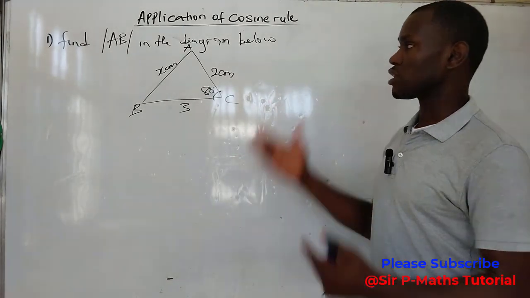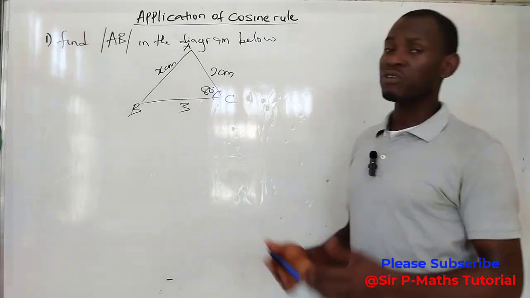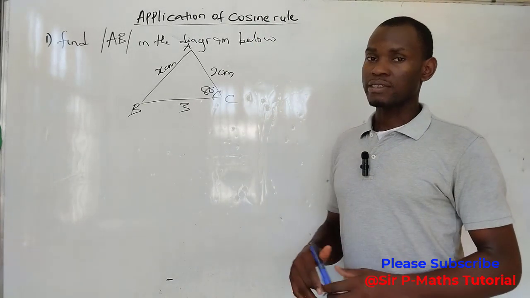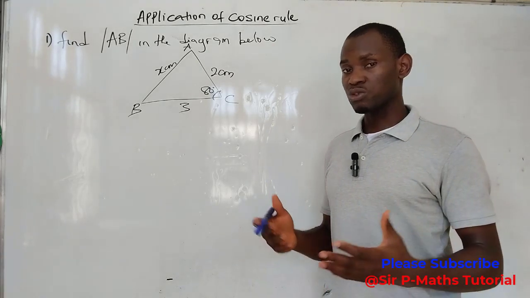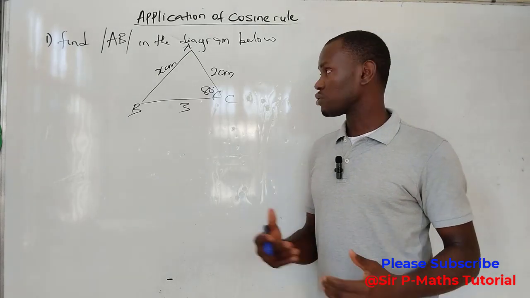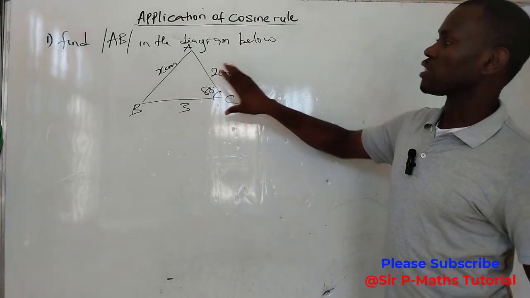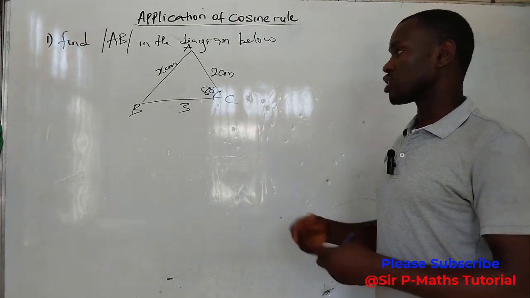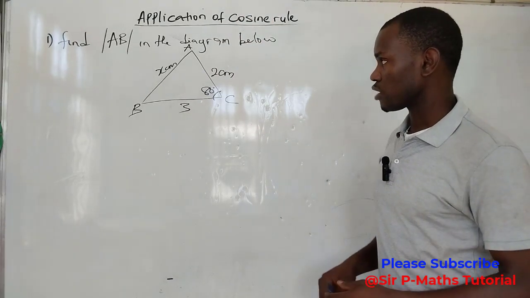Today we'll be looking at the application of cosine rule. In my previous video, I was able to handle the derivation of cosine rule, and in other previous videos, I was able to handle both the derivation and the application of sine rule. So you can check for the videos on my page. But today we'll be looking at this problem, using it to emphasize the application of cosine rule, and then we'll be solving other questions, right?